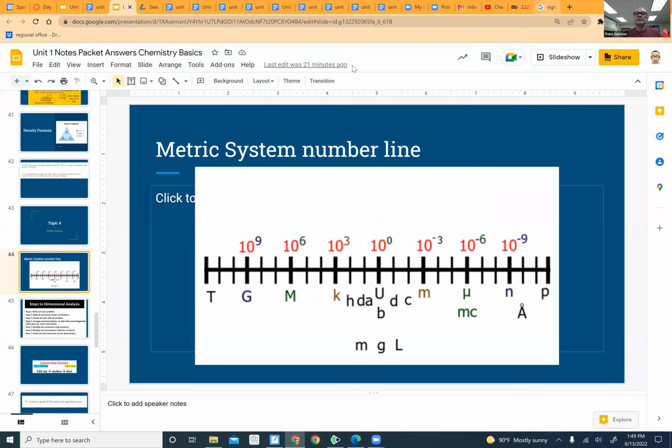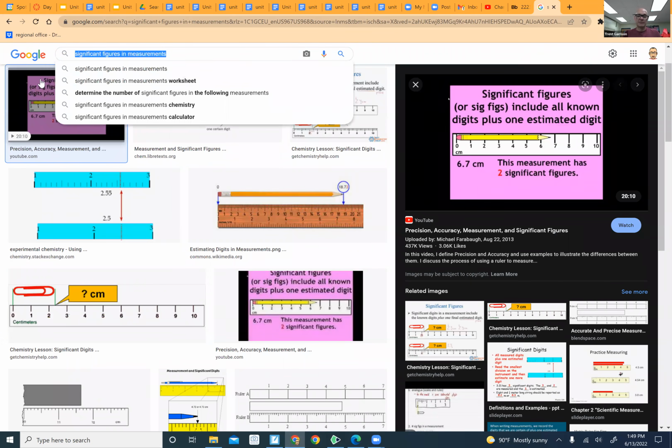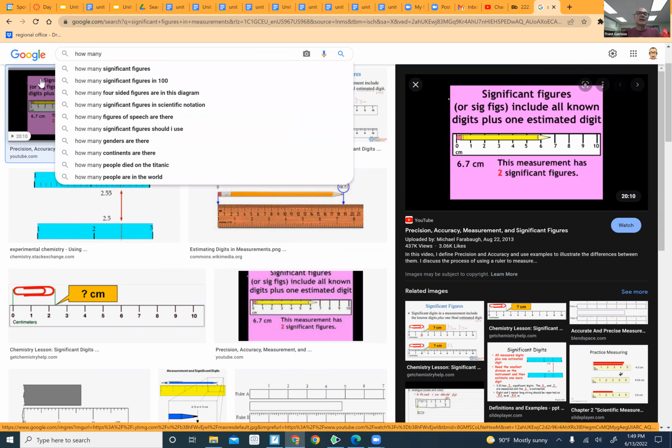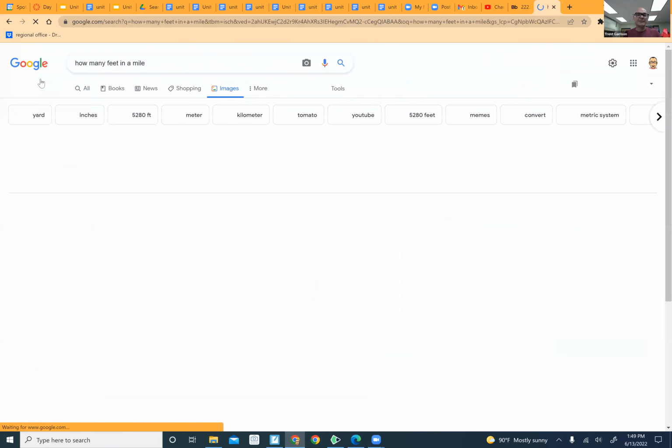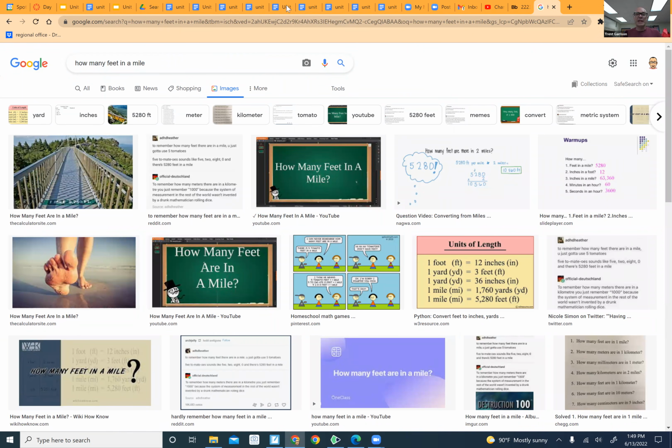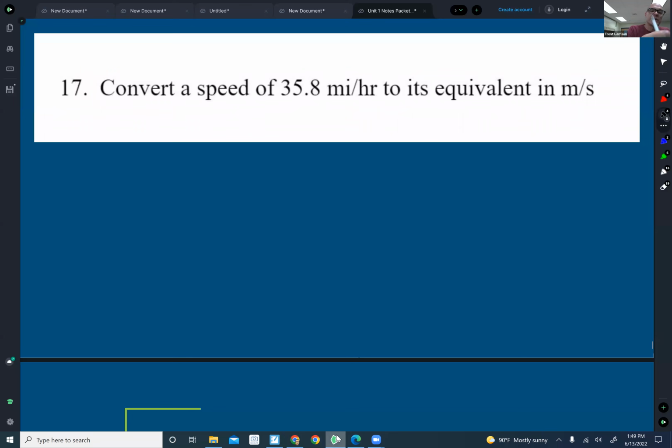Go Google it. Feet in a mile. 5,280. I was so close, and I just screwed that one up. But let's figure it out now. Let's put it back in. 5,280. So there are 5,280 feet in 1 mile.